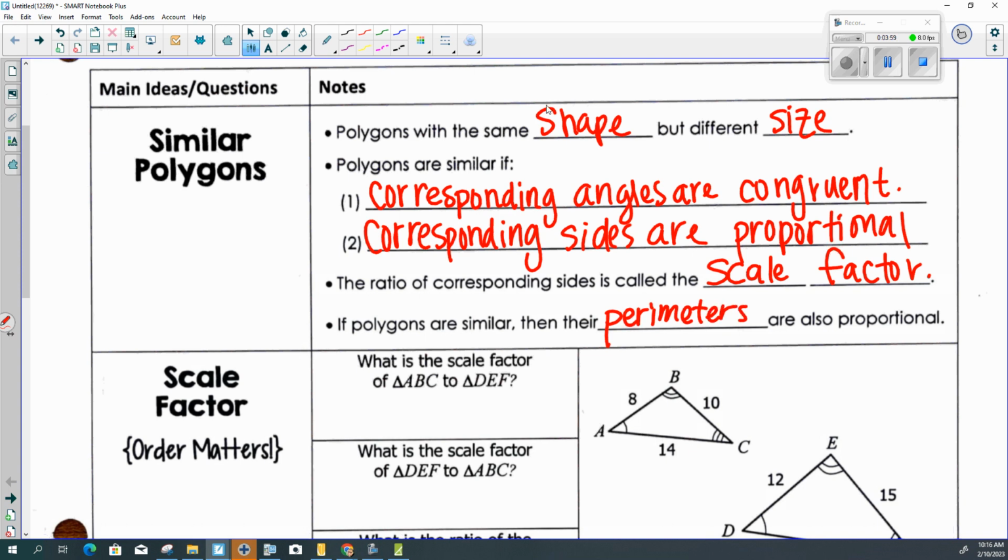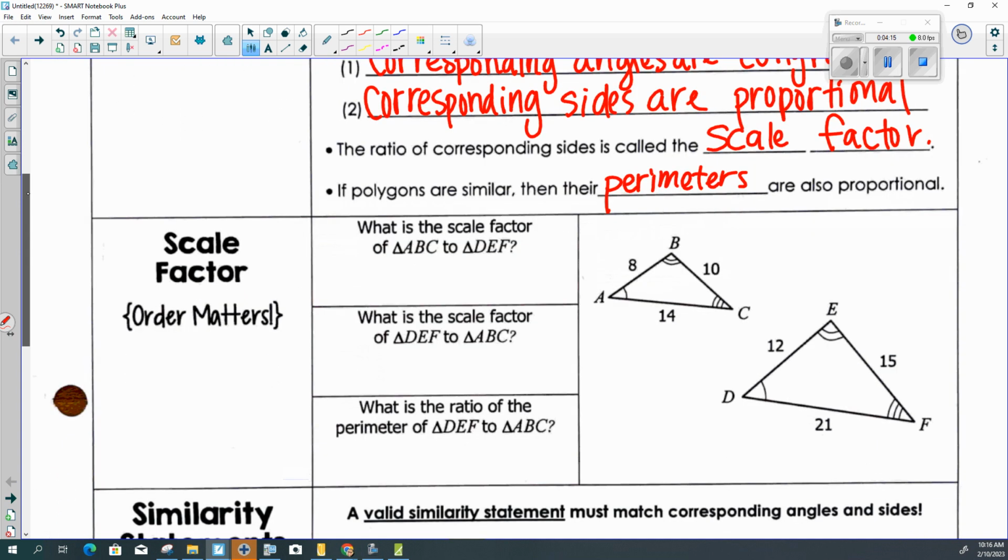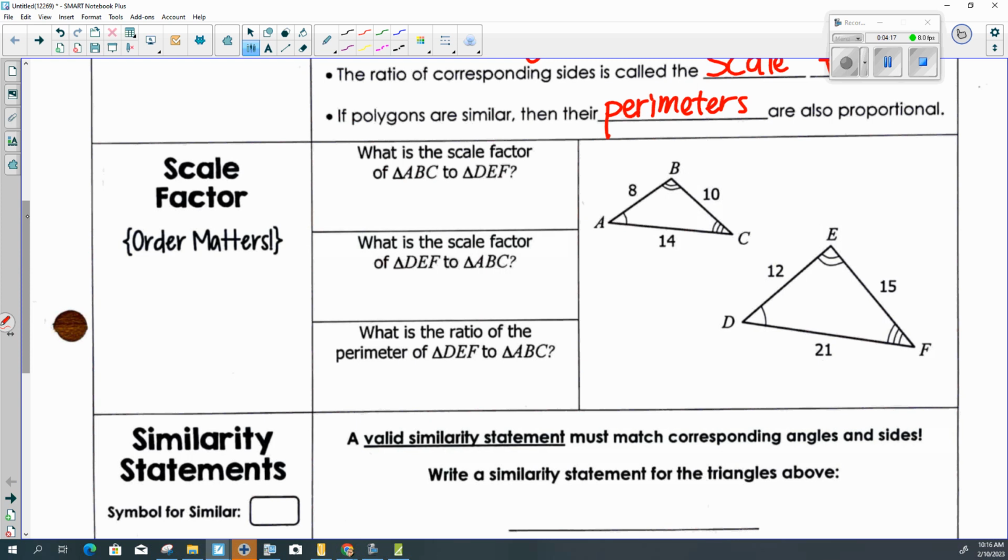If polygons are similar, then their perimeters are also proportional. So if all the sides are twice as big, then the perimeter is twice as big as the other perimeter. Okay, we're done with kind of our vocabulary section and definitions. We're going to move down here to scale factor.